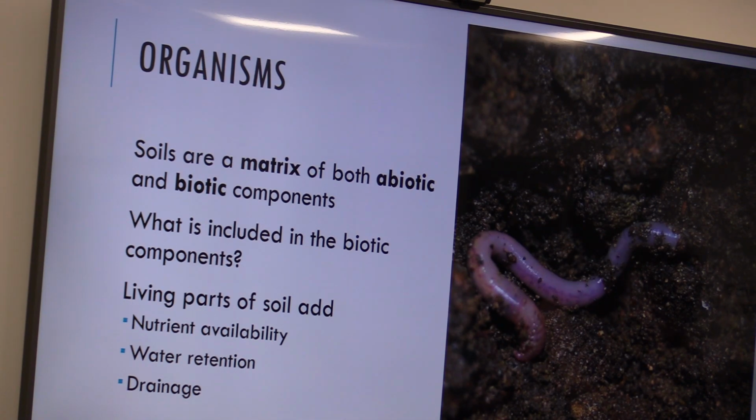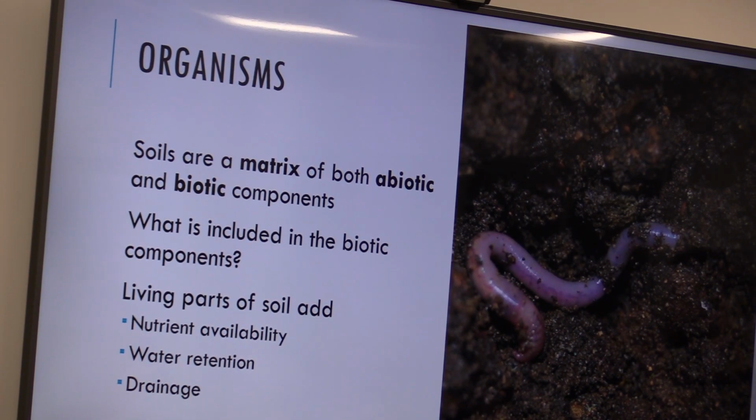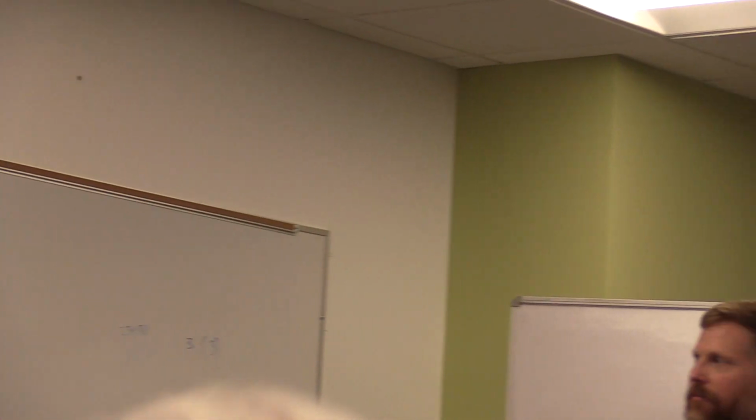Organisms are going to add to how well that soil can hold water, how well it can drain, and add oxygen. So even though the roots are underground, they need oxygen. And if it's saturated because it's flooded and there's no drainage, there are a lot of plants that cannot survive in that because there's no oxygen. So plants as living organisms still need oxygen.